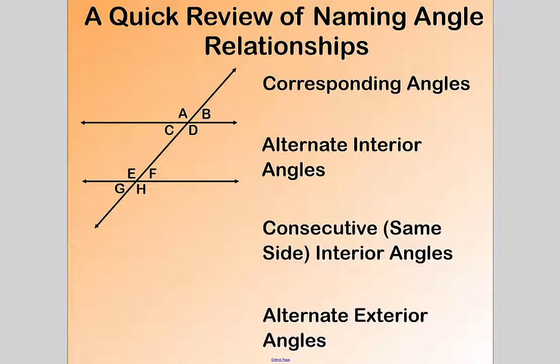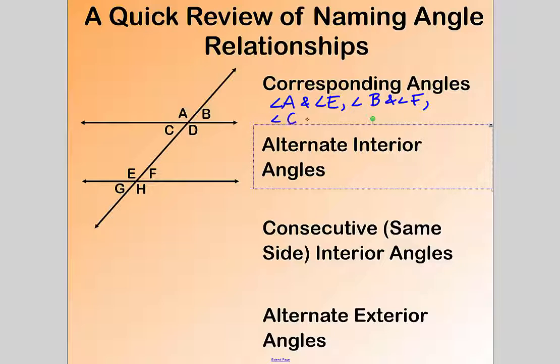Okay, so a quick review of naming angle relationships. Please pause this video here and make sure that you can determine your angle relationships. My corresponding angle pairs are A and E, B and F, C and G, D and H.